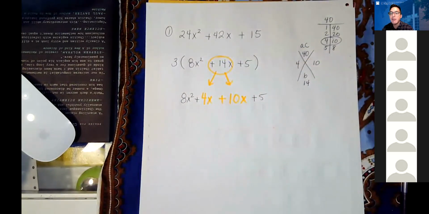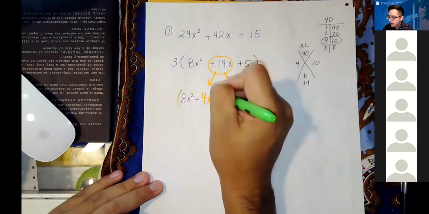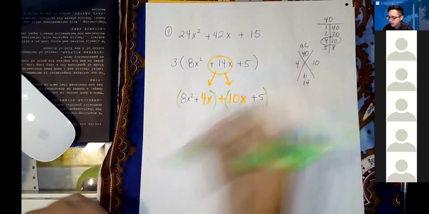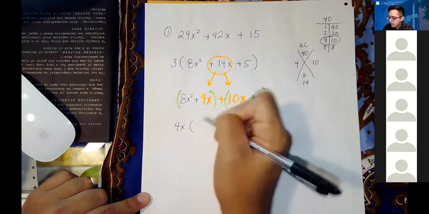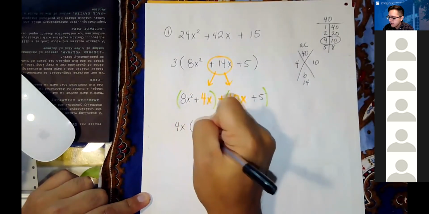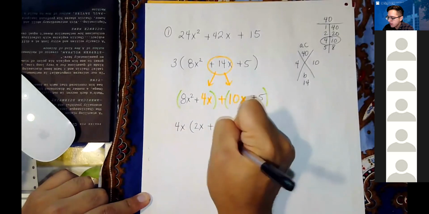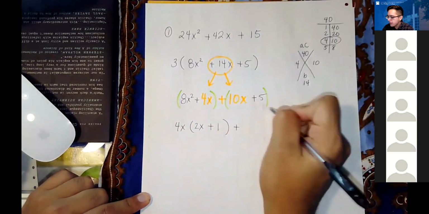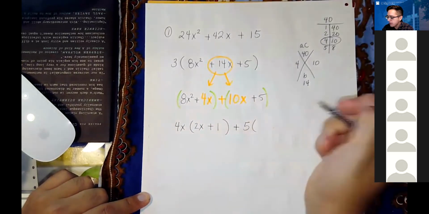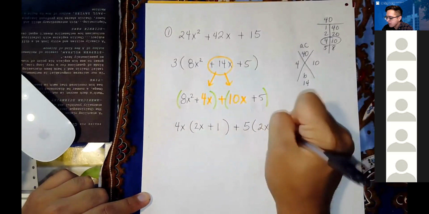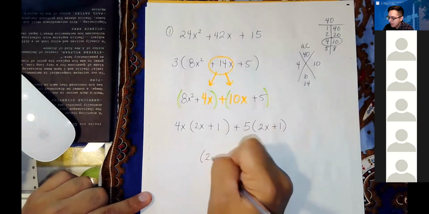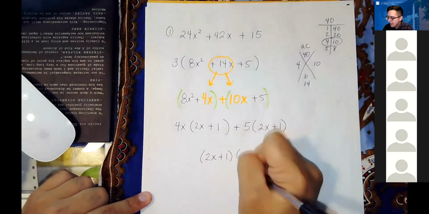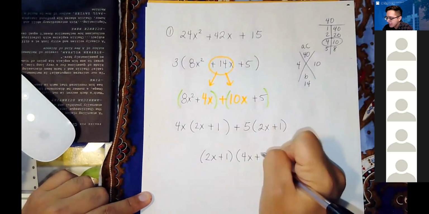And then we can go ahead and factor by grouping here. So we have these two terms grouped together. We have a 4x in common over here. So that gives us 2x plus 1. Over here we have a 5 in common, so we'll pull out that 5, leaving us with 2x plus 1 here as well. The 2x plus 1 is common, so I'm going to pull that out finally, and then leave my 4x plus 5 as its own factor.